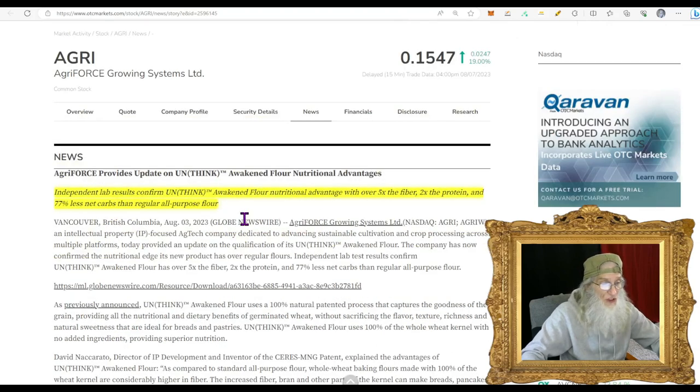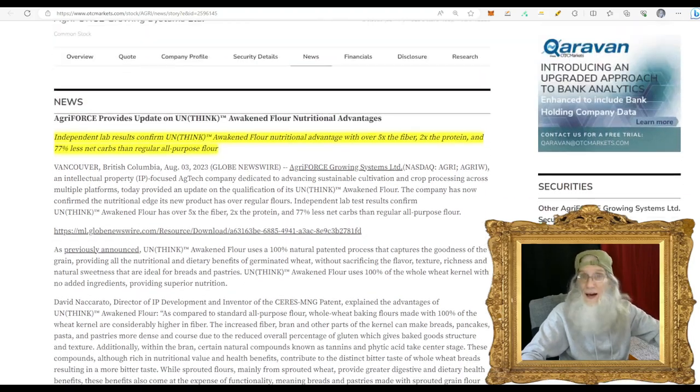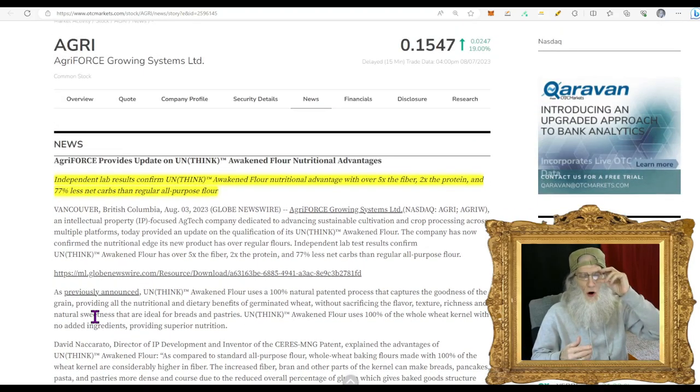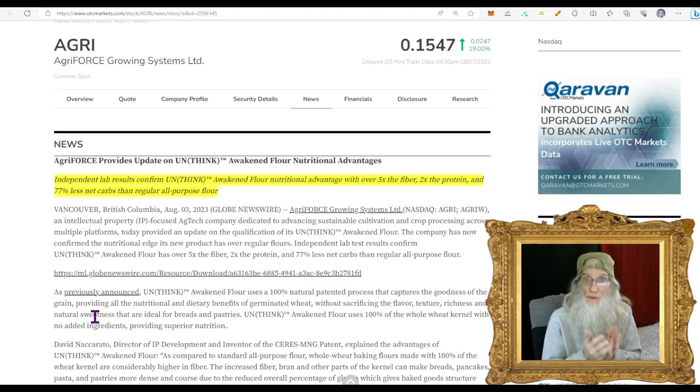That other piece of news just came out a couple days ago. AgriForce provides update on Unthink Awakened Flower Nutritional Advantages. This is one of their better products. Independent lab results confirm Unthink Awakened Flower Nutritional Advantage with over 5 times the fiber and twice the protein and 77% less net carbs than regular all-purpose flour. And we really don't have to read anything else. That's one of their products right there. So the company's got better food products. They are dealing in a hot industry and they're right on the transition of making money.